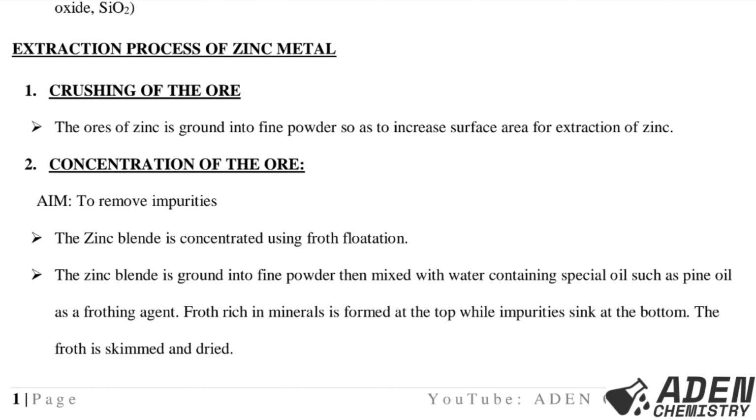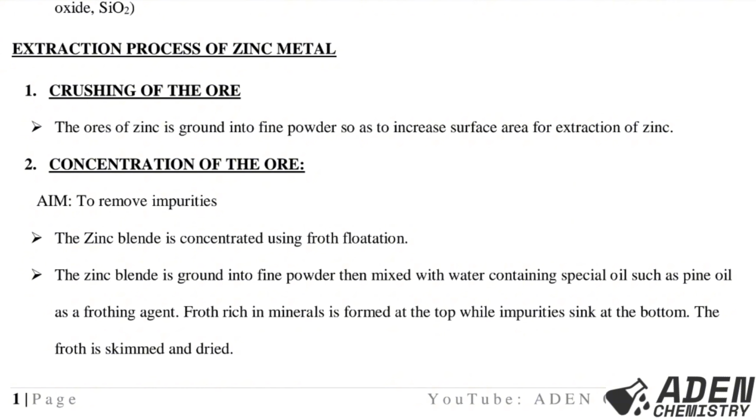So let's proceed to the extraction process of zinc metal, and we're going to start with part 1, that's crushing of the ore. The ores of zinc are ground into fine powder so as to increase the surface area for the extraction of zinc. Number 2 is concentration of the ore, and the aim is to remove impurities. The zinc blende is concentrated using froth flotation.